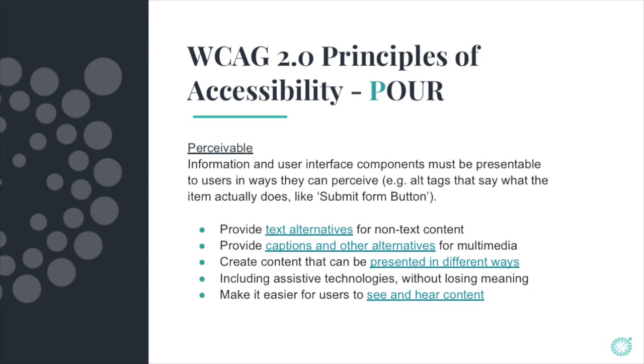Provide text alternatives for non-text content, which we mentioned earlier. Provide captions and other alternatives for multimedia. Create content that can be presented in different ways, including by assistive technologies, without losing meaning, as we discussed in Blue Apron, and make it easier for users to see and hear content.